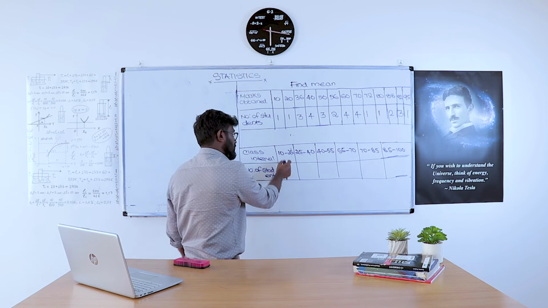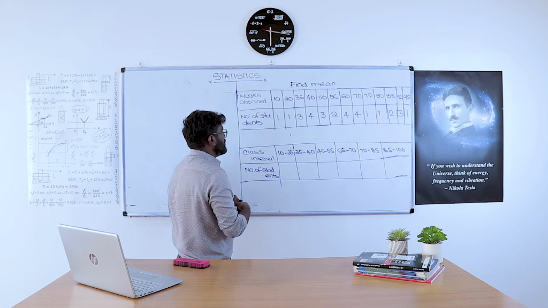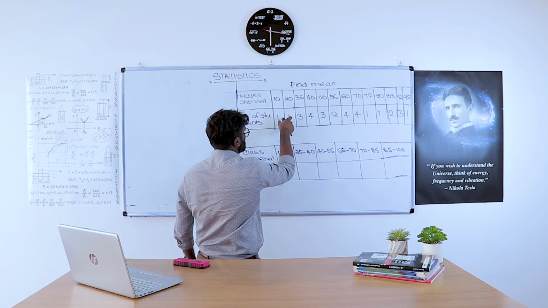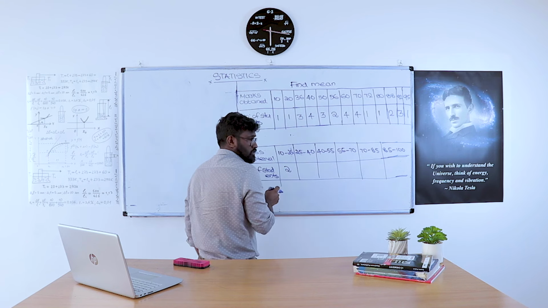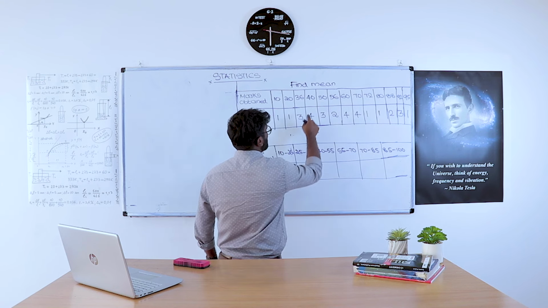So how many students got marks between 10 and 25? So 10 and 25, how many students? 1, 2. 2 students got marks between 10 and 25. How many students got marks between 25 and 40?